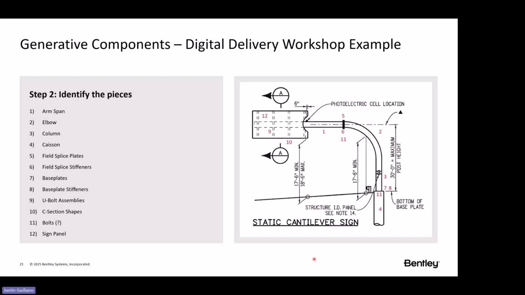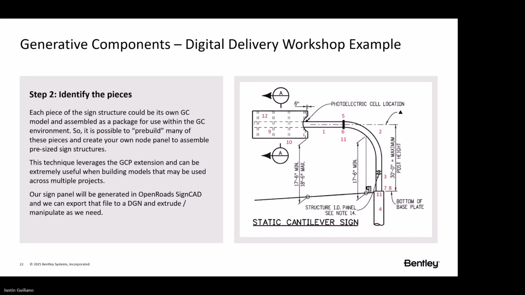So we want to keep in mind the interaction of these elements and how they fit together. What are the variables that are driving them? And if you understand how this thing is designed and built, then you're essentially just recreating that methodology within GC by linking nodes together. So we've identified the pieces here. We're just going to look at a portion of this. We're going to be building the base plate just to keep it simple and get something created.